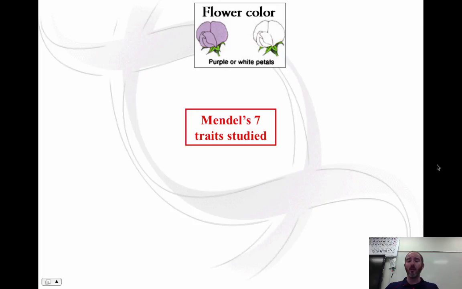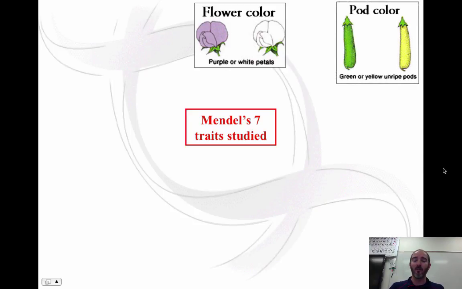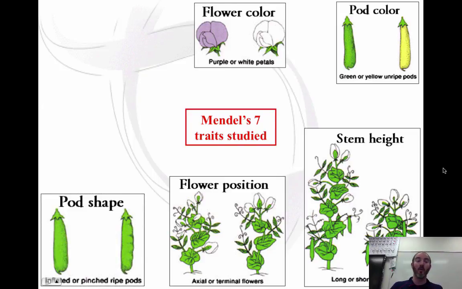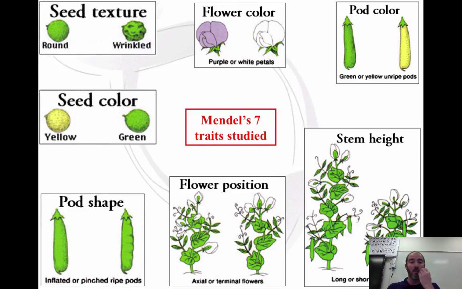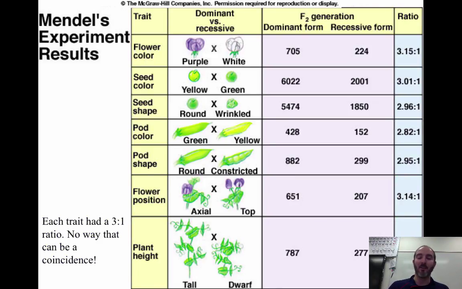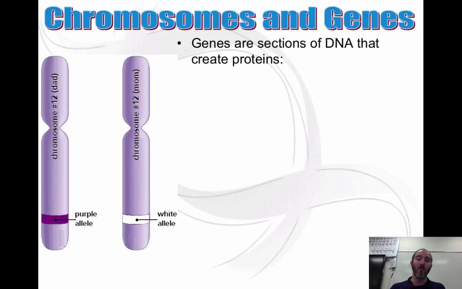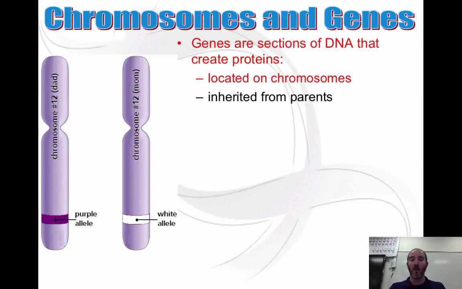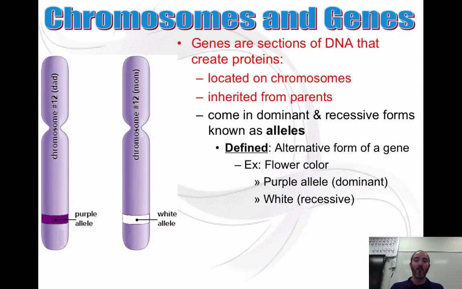All right, so what's interesting about this is that Mendel then studied these 7 traits and recorded those as well. And he then documented the ratio of how these things played out. It comes out that they're all nearly 3 to 1. Right? And so that means that this is not an accident. This is not a coincidence, that there is a pattern, there is a method through which these genes, these alleles, are passed from parent to offspring. We've found that genes are like sections of DNA that create proteins. Right? They're located on the chromosomes, and they're inherited from their parents, right? And so they come in dominant and recessive forms known as alleles.